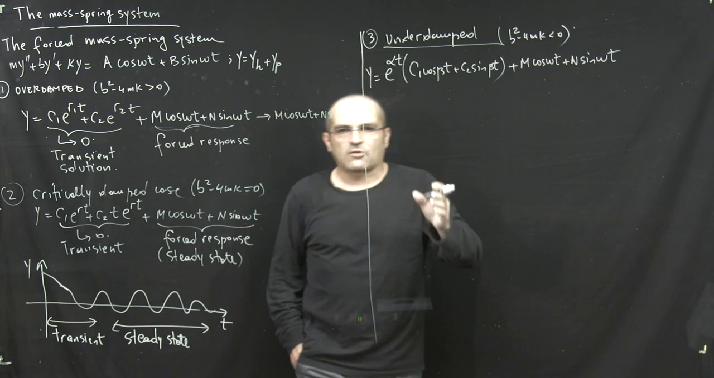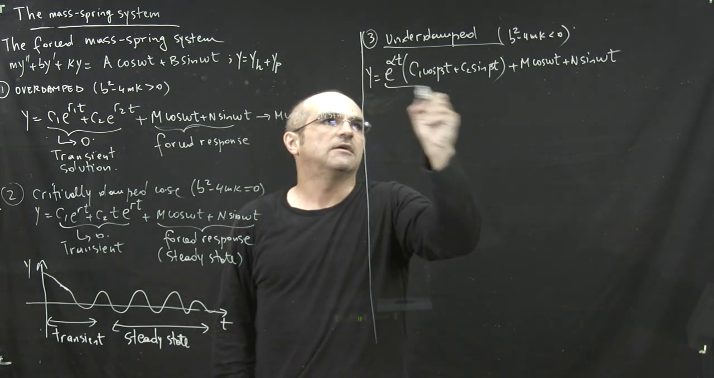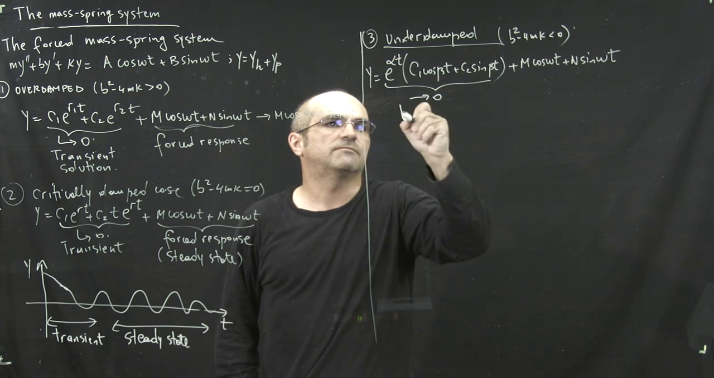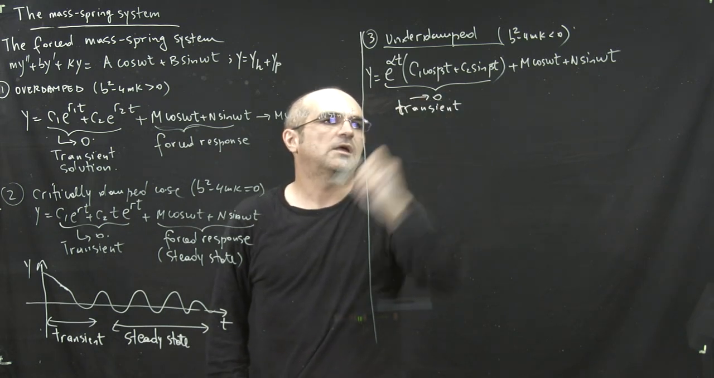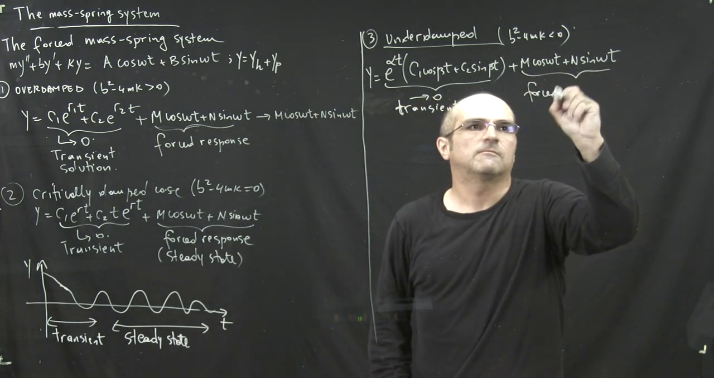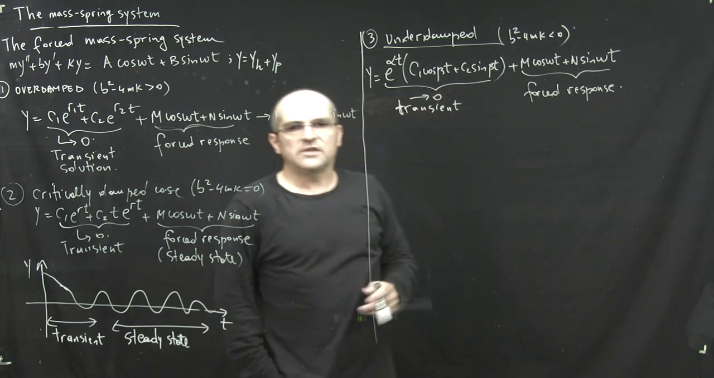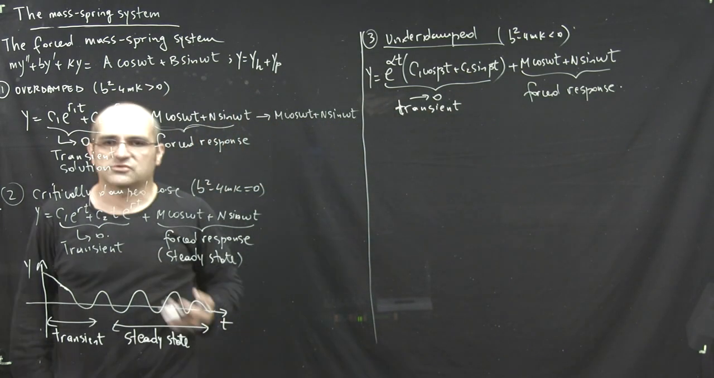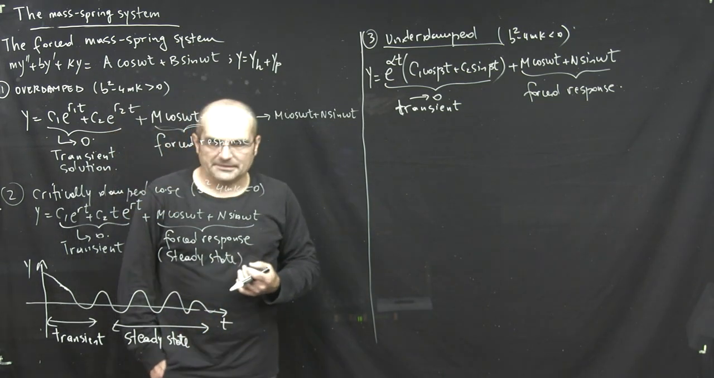Once again, you will recognize immediately the part that goes to 0 because of the negative alpha. So that will be the transient solution. And what's left is the forced response. So in the long run, the system behaves like the particular solution. This is essentially, in a nutshell, the main idea.